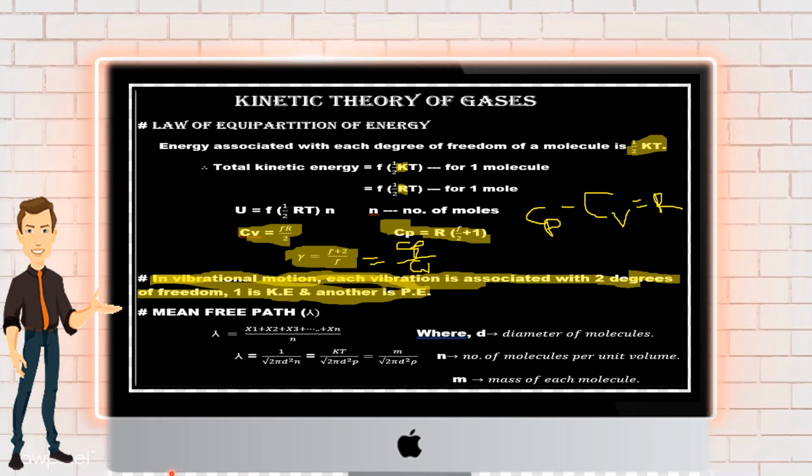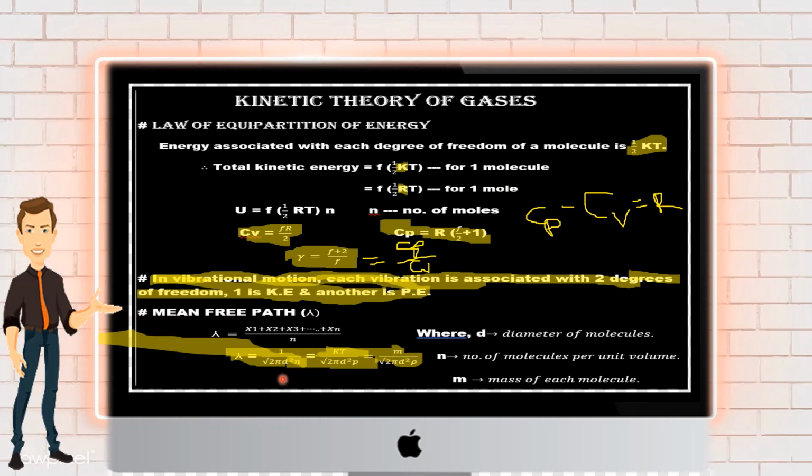Coming to the next topic, that's mean free path, denoted by lambda. Simply, lambda is the average free path divided by n. The formulas for the mean free path: lambda equals 1 by root 2 pi d square n, kT by root 2 pi d square p, and m by root 2 pi d square rho. Please remember these three formulas. Based on different contexts and numericals, the formula will change. Based on the terms they have given, we should use the appropriate formula.